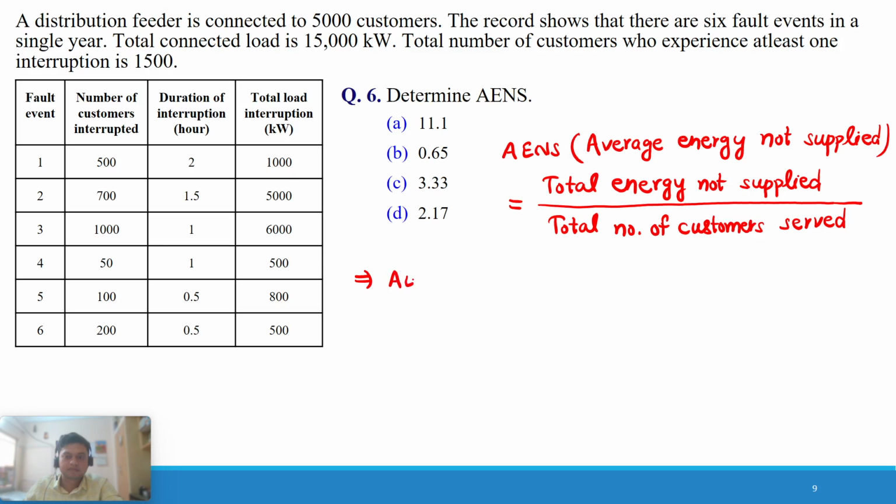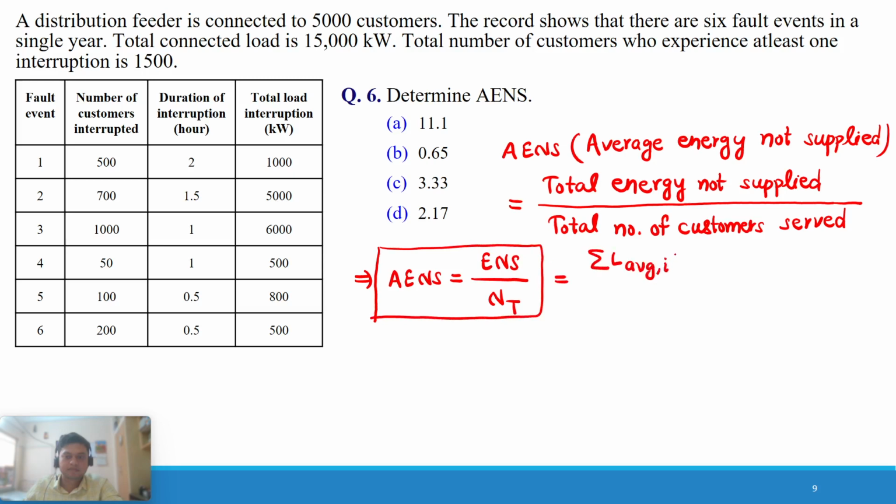So in short form, we can say AENS is total energy not supplied. We denote it as ENS, and total number of customers served, we denote it as NT. NT is given as 5,000 customers. ENS is the summation of L average I, RI, interruption event hour, divided by NT. So we have calculated these things.